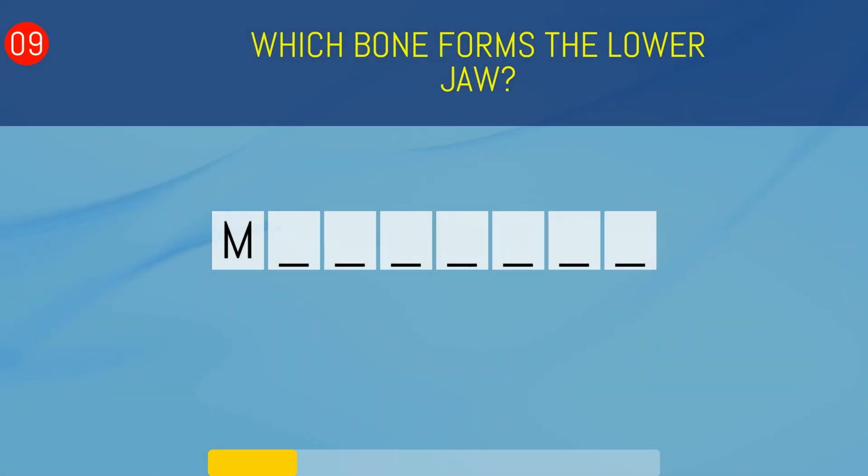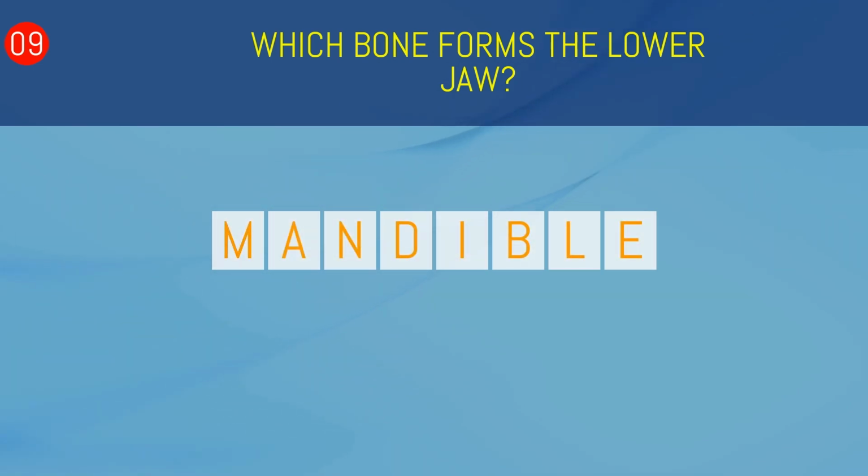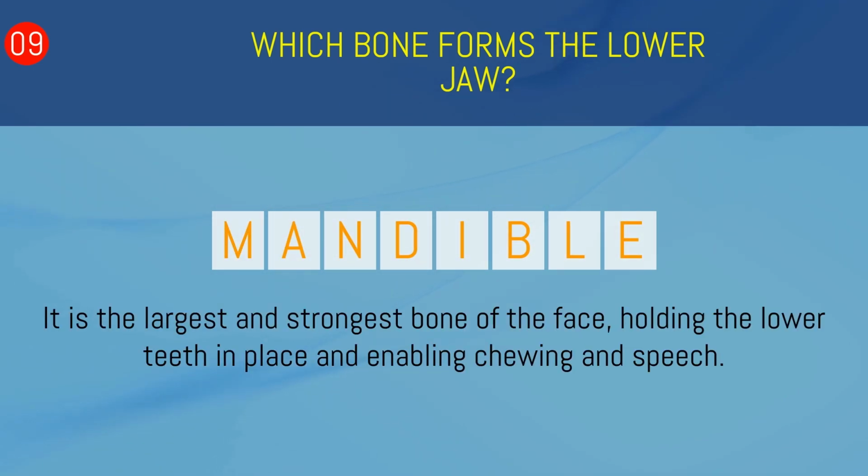Which bone forms the lower jaw? Mandible. It is the largest and strongest bone of the face, holding the lower teeth in place and enabling chewing and speech.